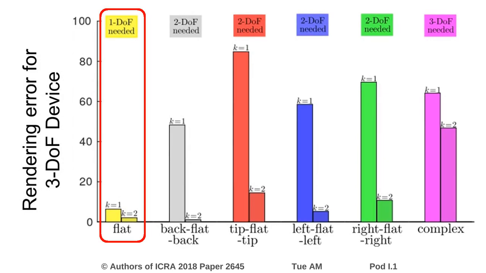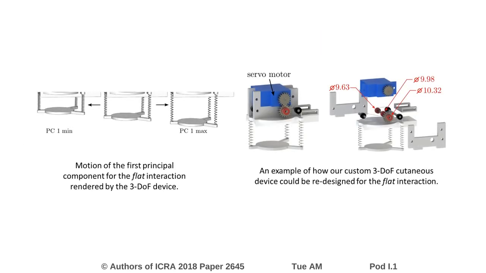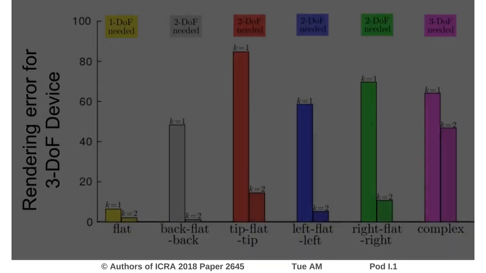This means that we could design a new cutaneous device with only one motor, and the coefficient of the first principal component can tell us how each cable should move relative to the motor. Here we show a possible design for this optimized device that weighs 54% less than the original 3DOF version.